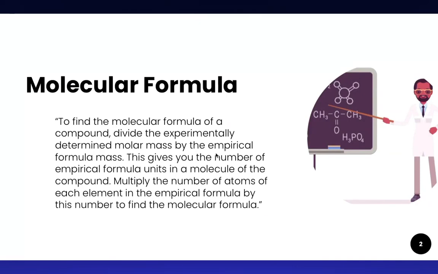To find the molecular formula of a compound, first, divide the experimentally determined molar mass by the empirical formula mass. This gives you the number of empirical formula units in a molecule of the compound. The next step is to multiply the number of atoms of each element in the empirical formula by this number to find the molecular formula. And we're going to do one example today.